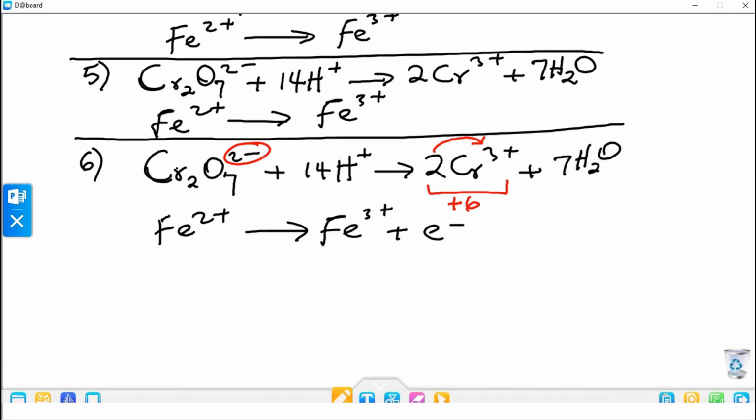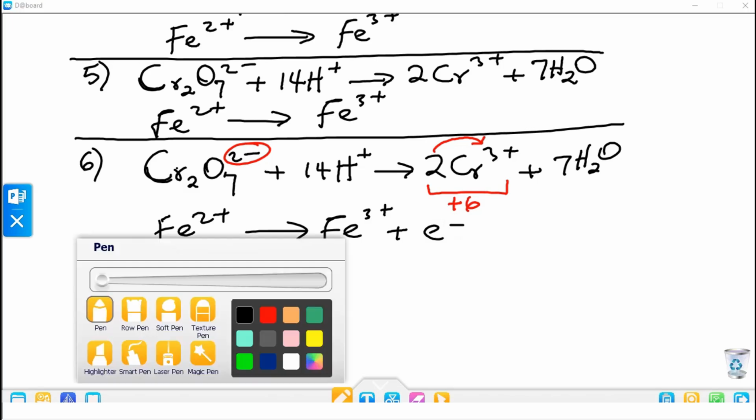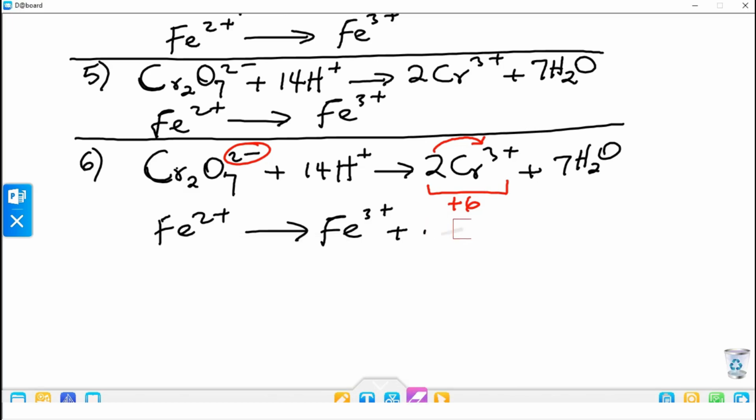So let's proceed now to adding our electrons. Since we've known the number of electrons to add at the right-hand side and at the left-hand side of these reactions, we now proceed. Let's carefully do this.